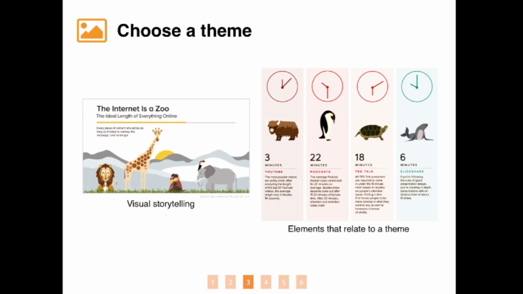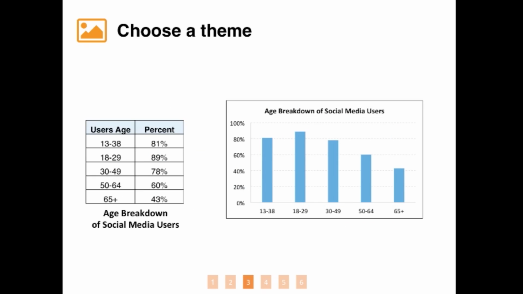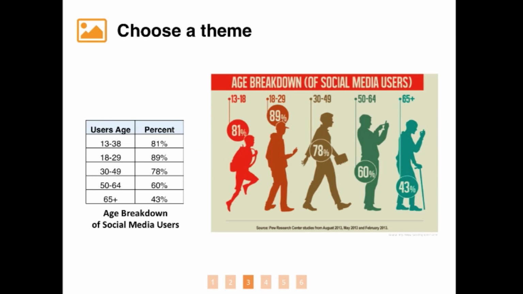Step 3 is to choose a theme. Choose a theme that your audience can relate to and that will help them remember your message. You should choose graphical elements that relate to the theme and will help you tell the story. Here we have an example that talks about the ideal length of everything online, where the animals of a zoo are used to highlight important concepts and provide context. Be sure to transform data and tables into graphical elements that are easy to understand and that will also relate to your theme. Always maintain a 1-to-1 ratio to ensure that graphs are accurately represented.